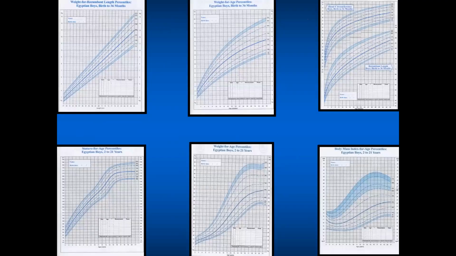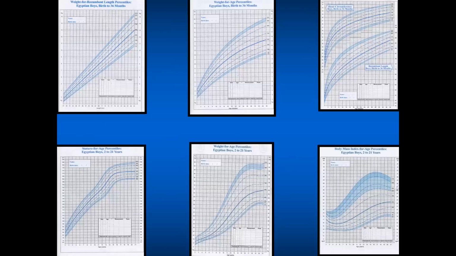These are the Egyptian growth curves available. These are for the boys and these for the girls. As you can see, the three at the top are for the infants, showing recumbent length and head circumference and weight for age and then weight for recumbent length. And the three at the bottom are for the children from after infancy, from 2 to 21 years.